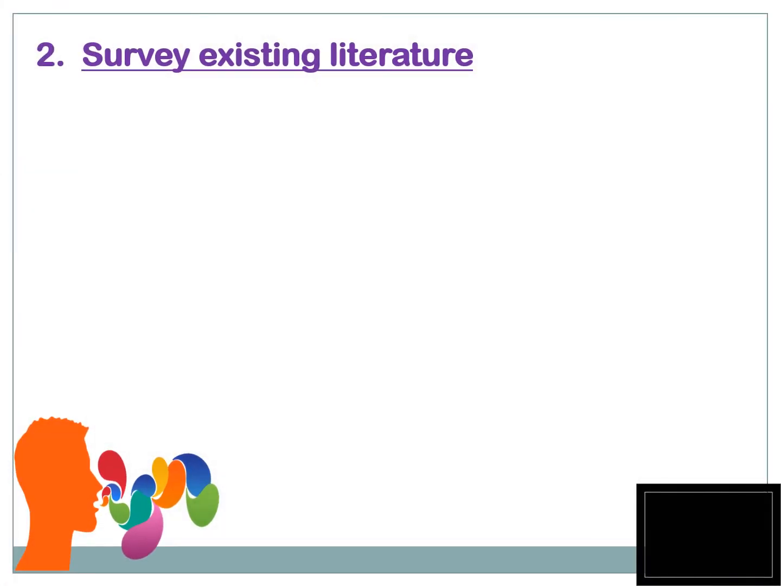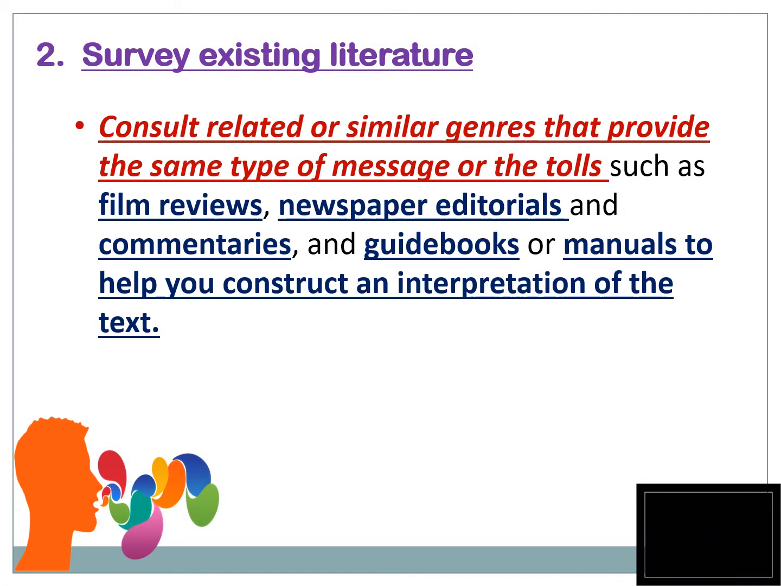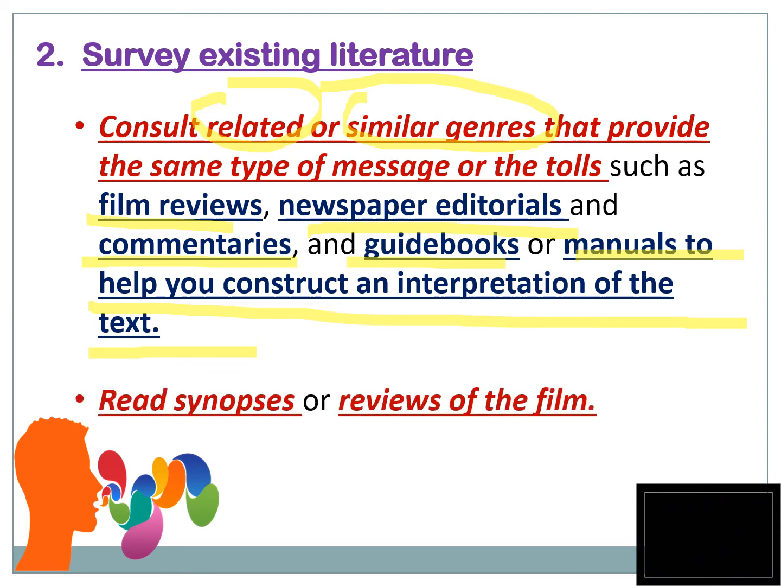Second is survey existing literature. Consult related or similar genres that provide the same type of message or the tools, such as film reviews, newspaper editorials, commentaries, guidebooks, or manuals to help you construct an interpretation of the text. So for this one, we can use different types of sources for us to understand the messages na naririnig, napapanood at binabasa natin.